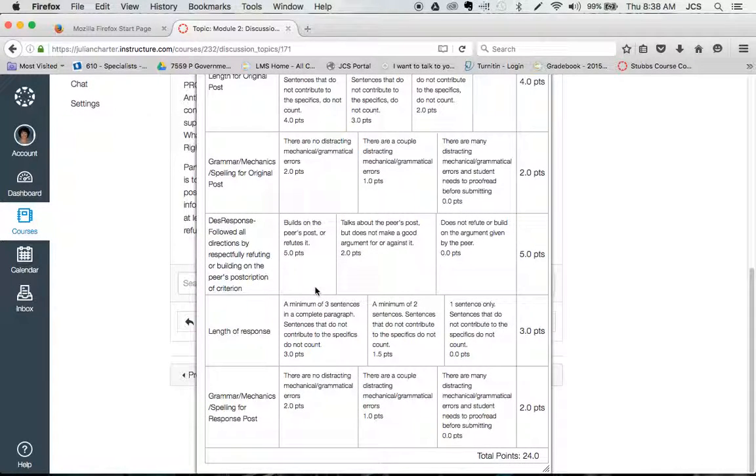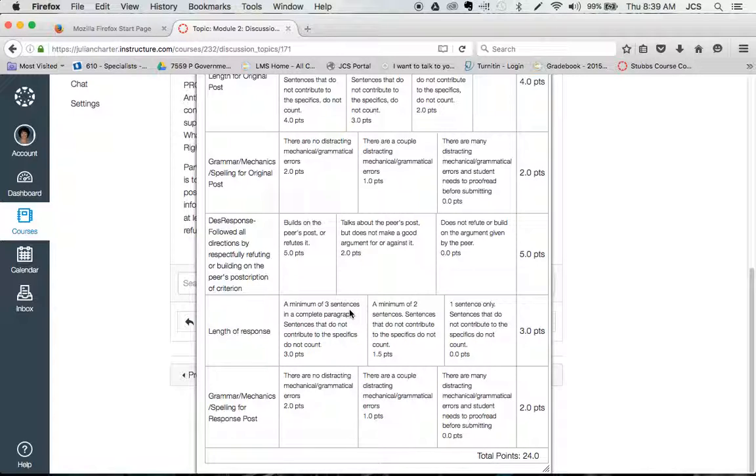Then you have to respond to your peer, just like always. You have to build upon by either agreeing or refuting it. That's worth 5 points. Now, you have to do this in a minimum of 3 sentences. I'm not asking for much, folks. So, a minimum of 3 sentences. If you say, good job, I really liked your post, that does not contribute to the specifics and does not build upon or refute. So, I cannot accept that. You can write it, but that's not one of the 3 sentences.